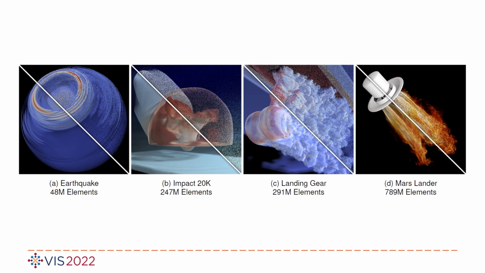And from left to right, they're kind of increasing in size. So on the very left, we have the TAC Japan earthquake dataset. And then left middle, we have the deep ocean impact dataset. Then right middle, we have the NASA landing gear. And then finally, we have the NASA Mars lander on the very right.